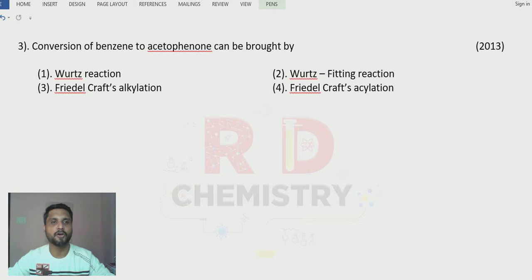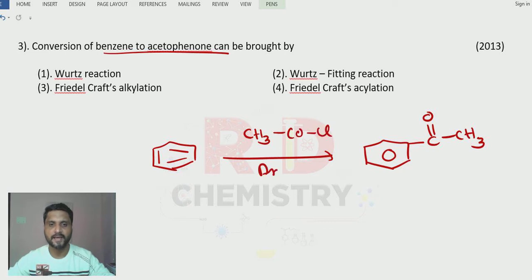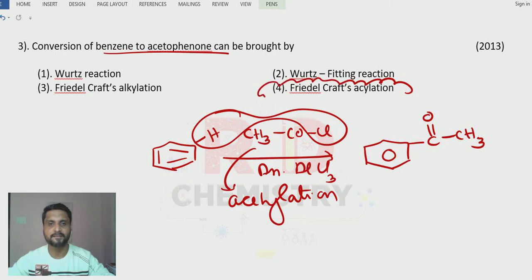Question number 3, conversion of benzene to acetophenone. Benzene has alternate double bonds and single bonds in the hexagon. This should be converted into acetophenone. Acetophenone is benzene attached to a CH3CO group. Now, for this we require acetyl chloride, CH3COCl, in the presence of anhydrous aluminum chloride. So the side product is HCl. Therefore, this is the acetylation reaction, Friedel-Crafts acetylation, or generally called the acylation reaction. Therefore, the answer is option number 4, Friedel-Crafts acylation reaction.